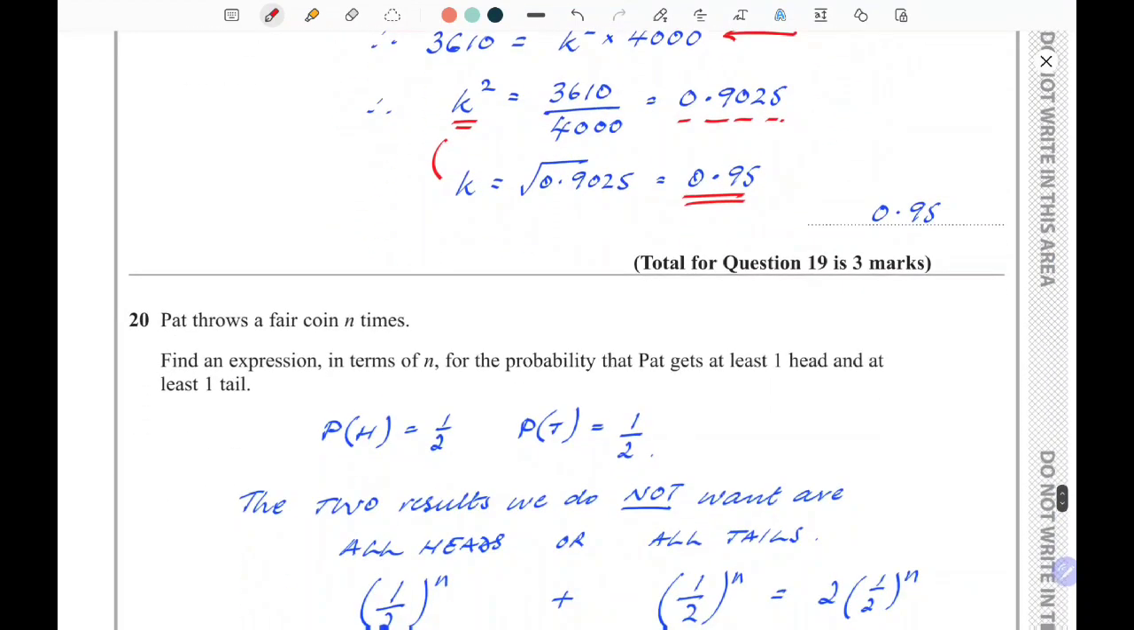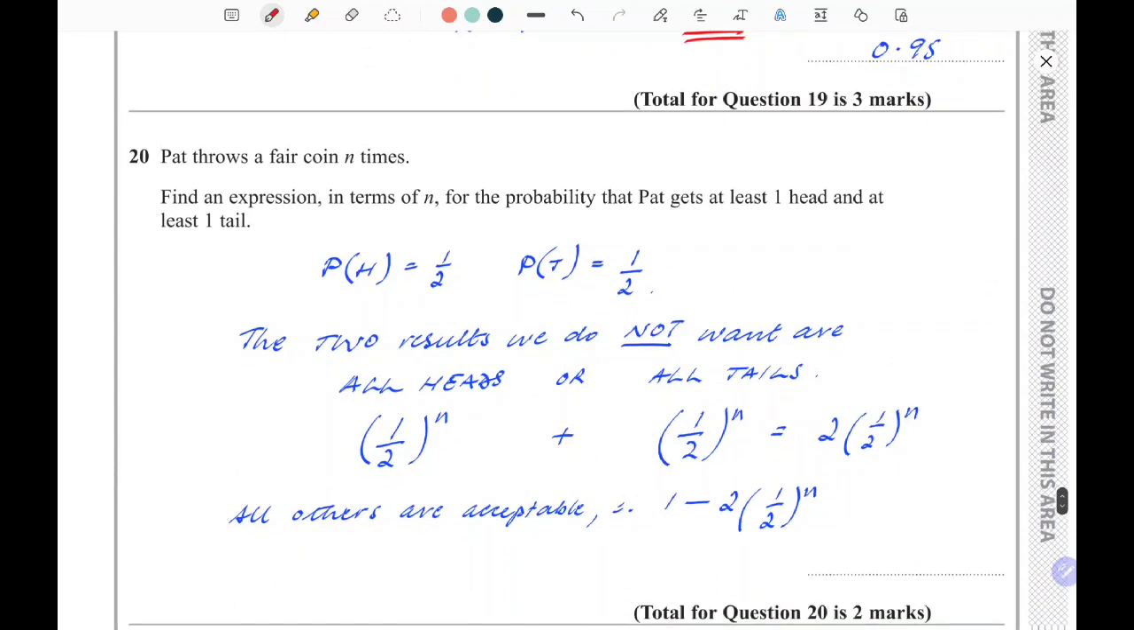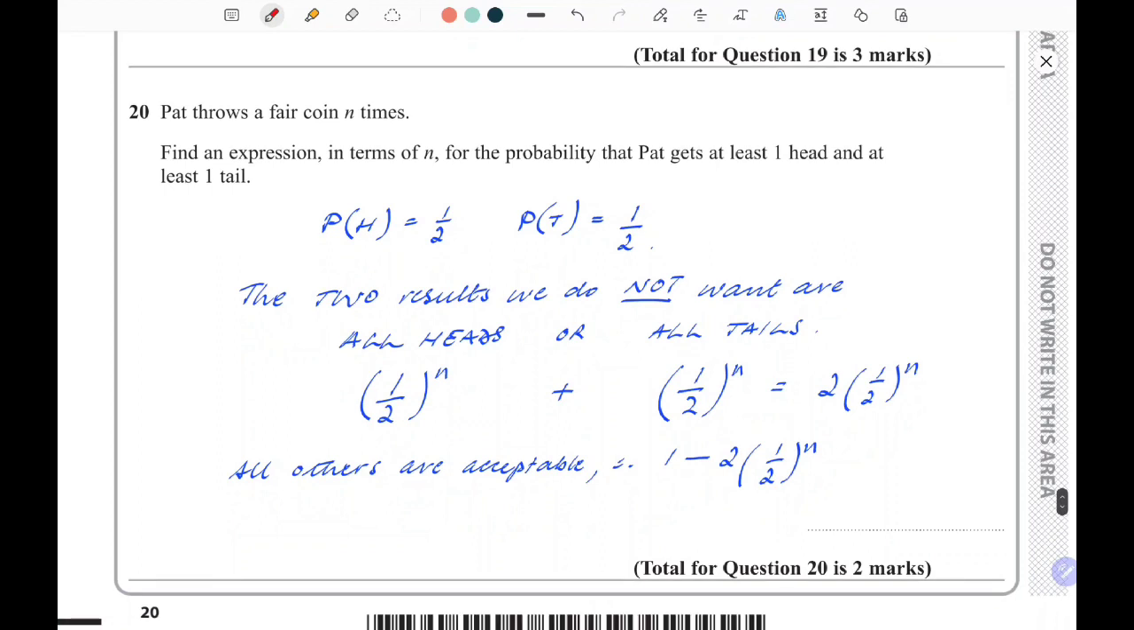Number 20. This is possibly the second hardest question on the paper. It looks really harmless and it's only 2 marks, but you need to know your probability methods for this. So, probabilities.